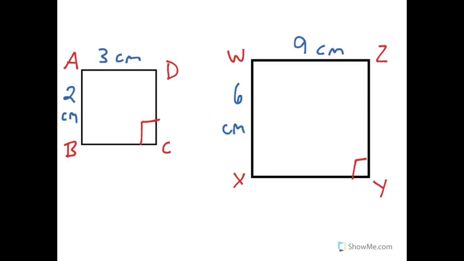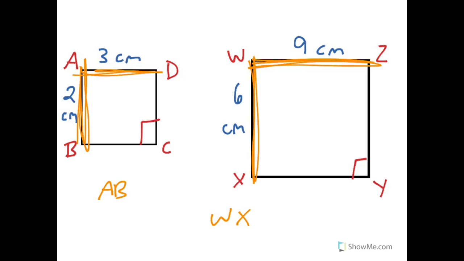First of all, matching sides of two or more polygons are called corresponding sides. So, for example, A to B here, A to B, corresponds with WX. Okay? If you think about it this way, they're both the left side of the box. AD also corresponds with WZ.